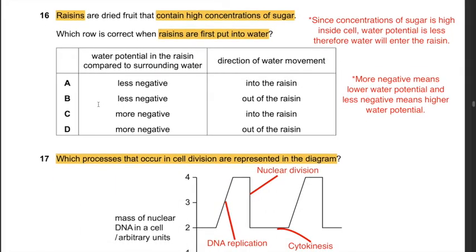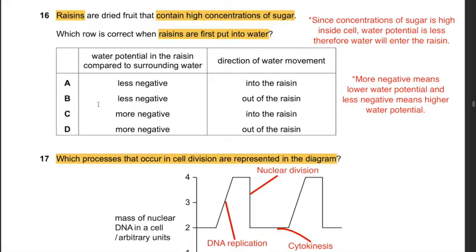Question 16. Raisins are dried fruit that contain high concentrations of sugar. Which row is correct when raisins are first put into water? Since raisins contain high concentrations of sugar, they will be more negative, as more negative means lower water potential. When there is a high concentration of sugar, there will be low water potential within the raisin. Hence, water potential in raisin compared to surrounding water should be more negative, leaving us with the answer being either C or D.